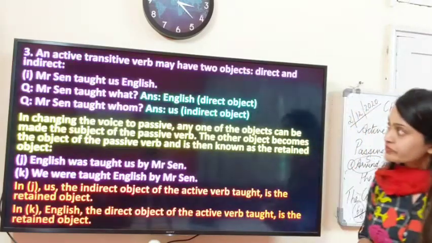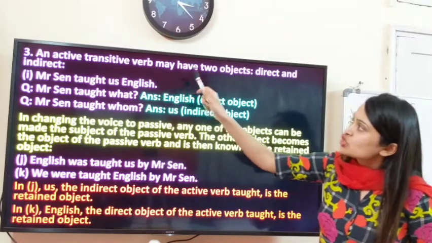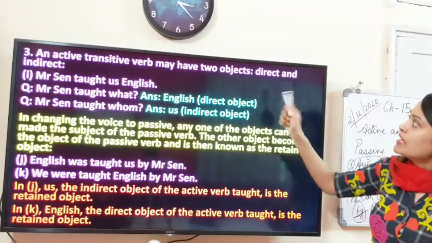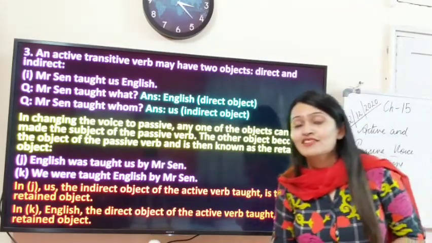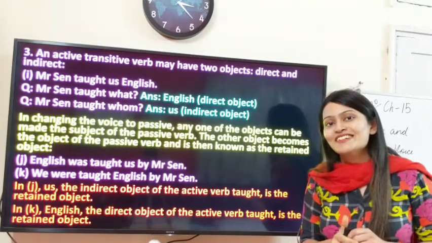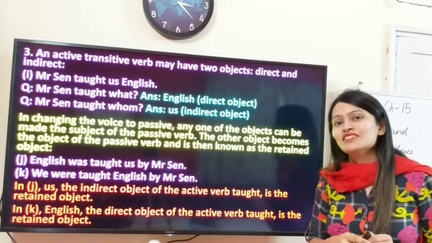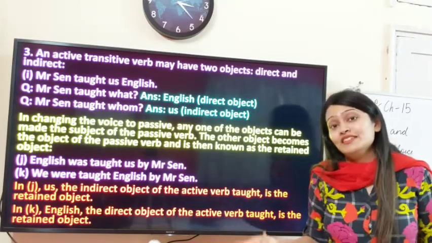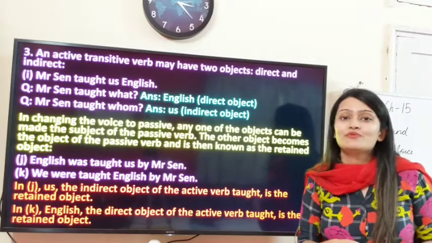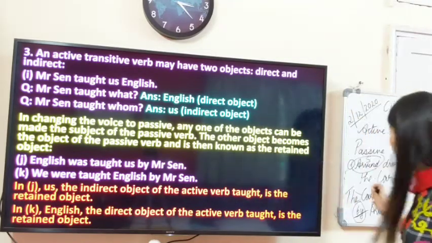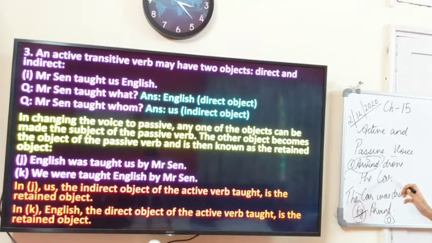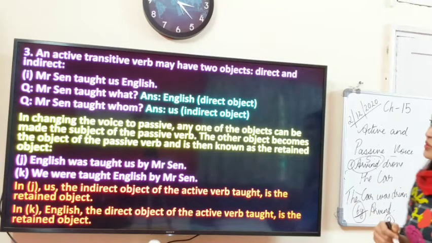Next point. An active transitive verb may have two objects. Now this is another very complex point. Sometimes they have two objects. How will we deal with this while changing into the passive voice? Let's see. Because over here, when there was one object, the car was the object. We took the car right in front, right, children? We took the car and made it the subject. Suppose there are two objects. What will we do?